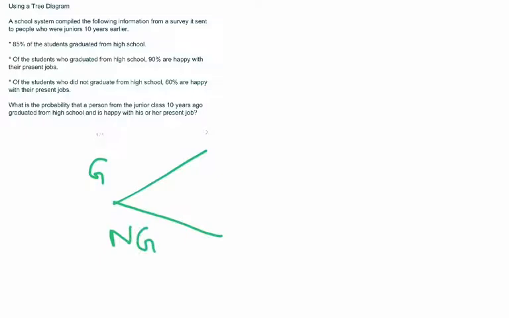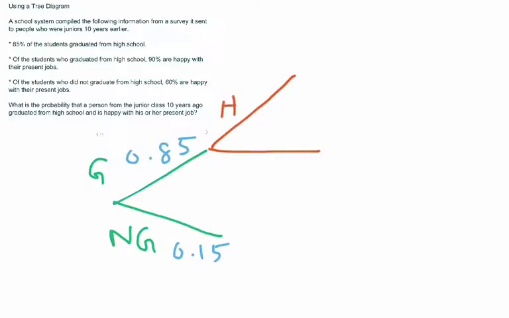The students who graduated represent 85% of our sample. The students who did not graduate represent 15% of our sample. Of the students who graduated, 90% say they are happy with their present job. The remaining 10% are not happy with their present job.